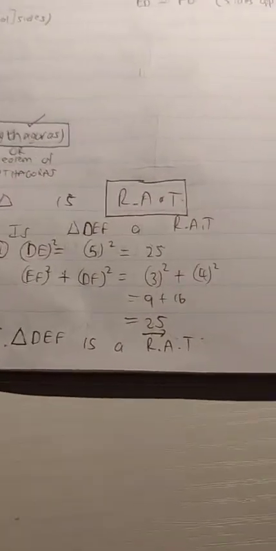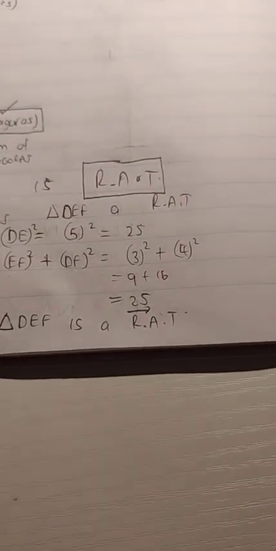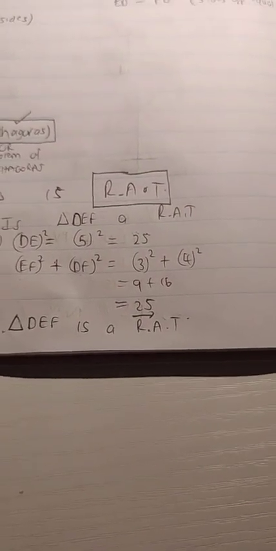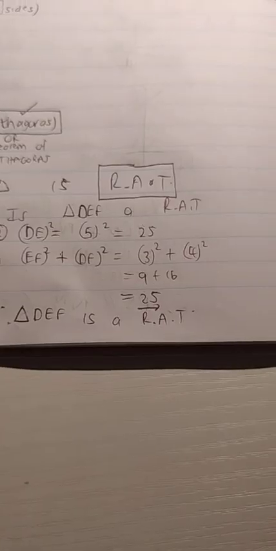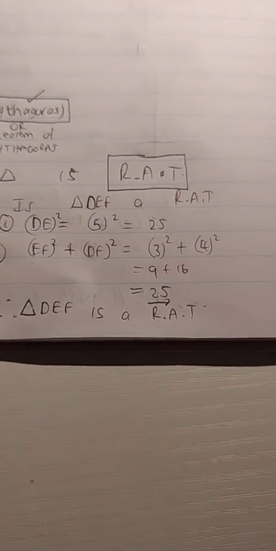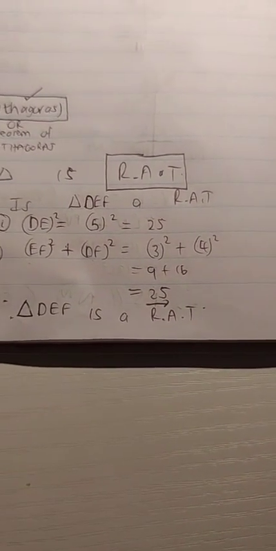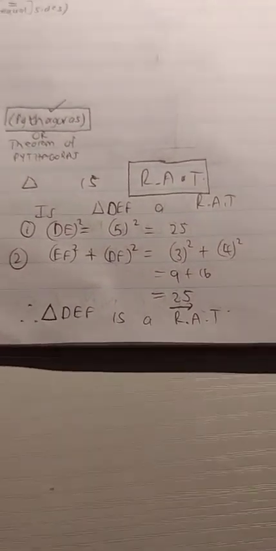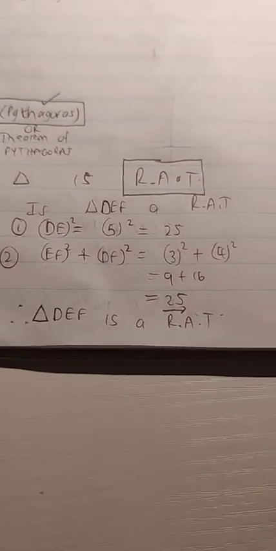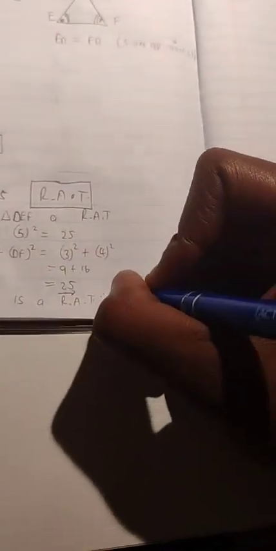Guys, don't ever write RAT like me. I'm just writing RAT because I told you what RAT stands for: right angled triangle. I'm just doing it because I'm too lazy to write down right angled triangle. But don't be lazy, my boy, my girl. You are not made to be lazy. You are made to be sharp and to do good things.